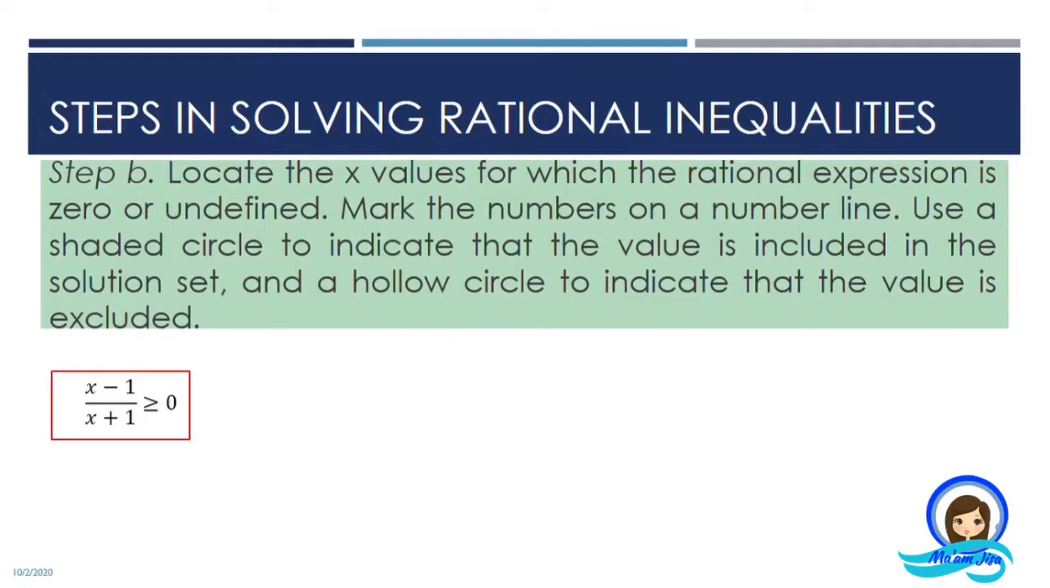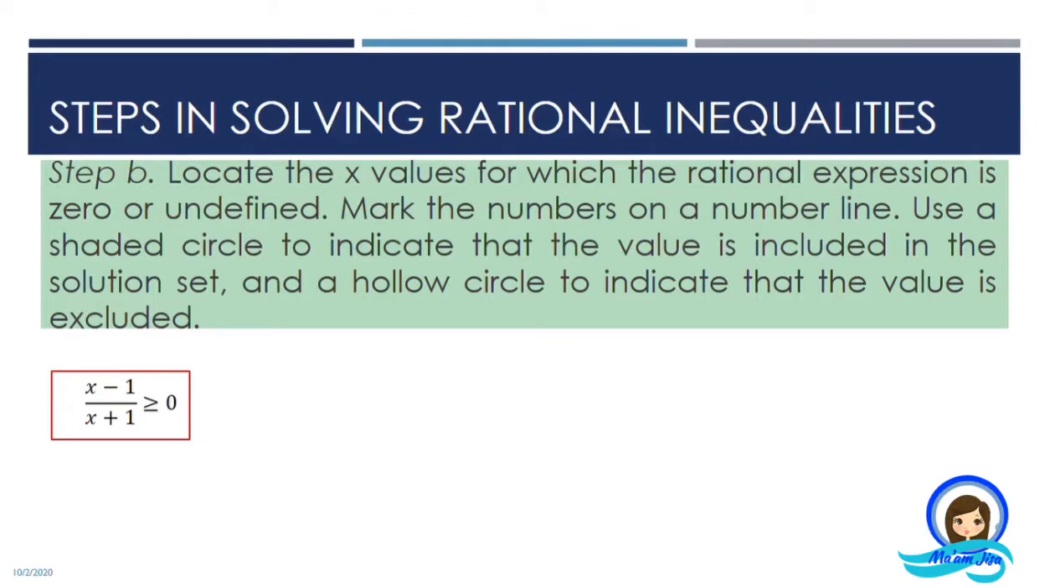For step B, locate the x values for which the rational expression is 0 or undefined. Take note of the values which can make the expression 0 or undefined, after which we mark the numbers on a number line, and then we use a shaded circle to indicate that the value is included in the solution set, and a hollow circle to indicate that the value is excluded. So how do we find the values for which the expression is 0 or undefined?